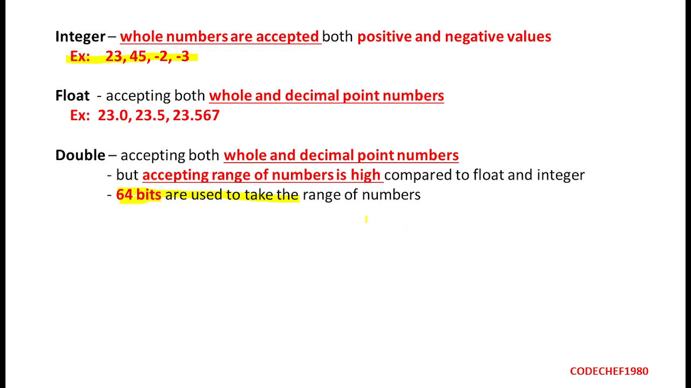So the range of numbers, the maximum range that could be handled in the double, is huge compared to float and integer. When you have very big scientific values to be processed, that time we can go with the double data type. Okay, right.